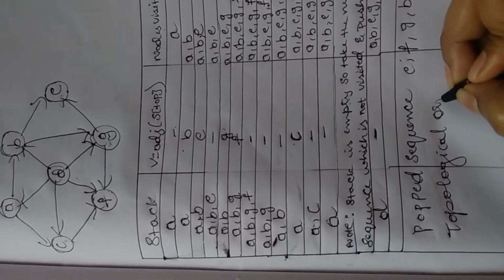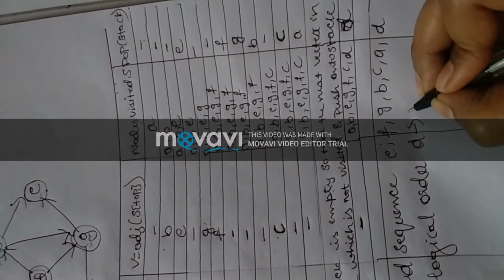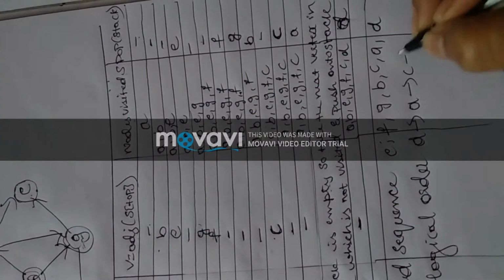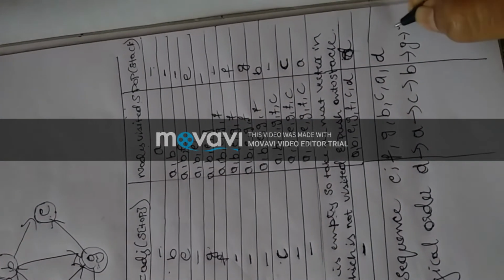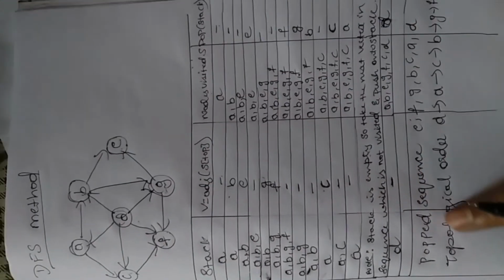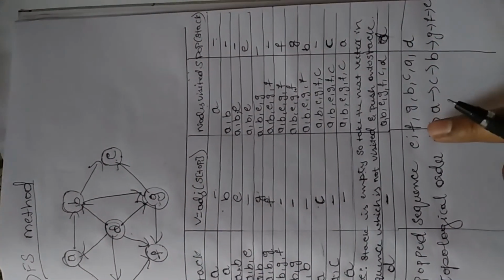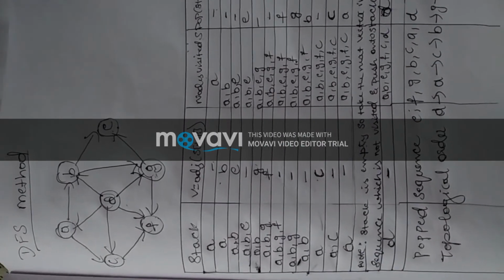Then the topological order is first D, A, C, then B, then G, F, and then E. This is the topological order. This is the popped sequence, and this is the topological order. From reverse till the beginning, you have to just write. This is the DFS method.